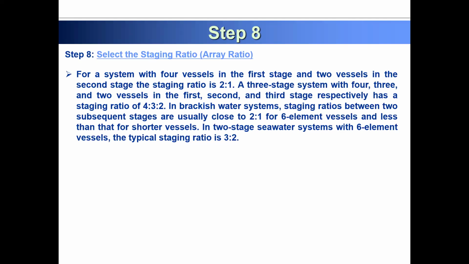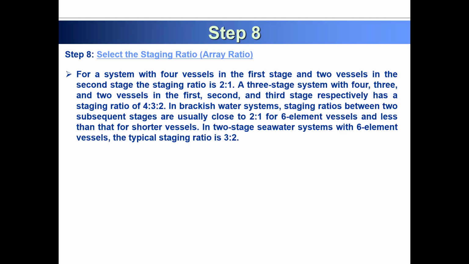In brackish water systems, the staging ratio between 2 subsequent stages is usually close to 2-to-1 for 6-element buses and less than that for shorter buses. So in 2-stage seawater desalination with 6-element buses, the typical staging ratio is 3.2.